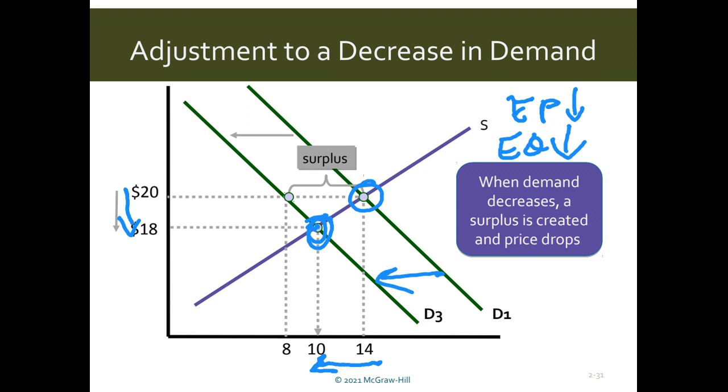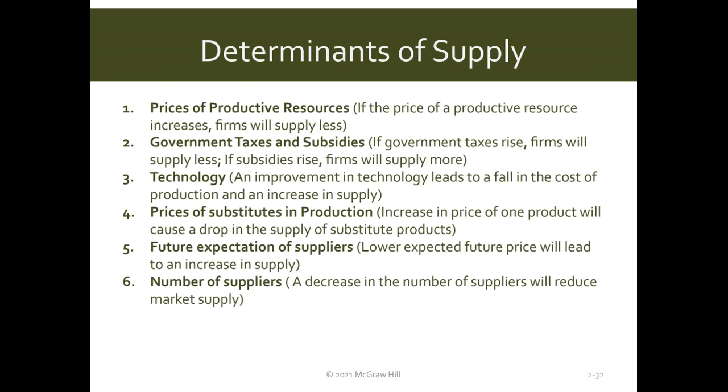Now come to the determinants of supply, as with determinants of demand. So these are the 6 factors. I'm not going to discuss them again in detail because I've already discussed the 4 determinants of demand. So they are very similar. Prices of productive resources. By productive resources, I mean factors of production, inputs, raw materials.